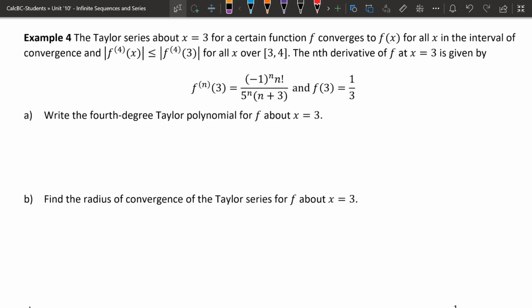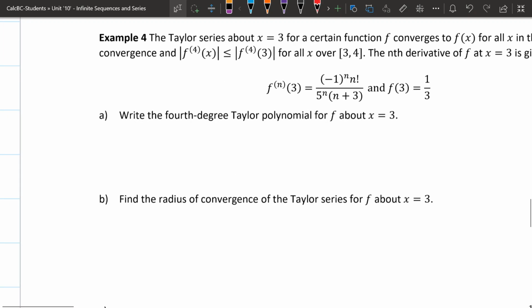And f of 3 equals 1/3. All right, A says write the fourth degree Taylor polynomial for f about x equals 3. Wow, okay. So if we were to write our fourth degree Taylor polynomial, what we would need is, and this is about x equals 3, so this is our center. Then we would need f of 3, which we're given right here, is 1/3 as our first term.